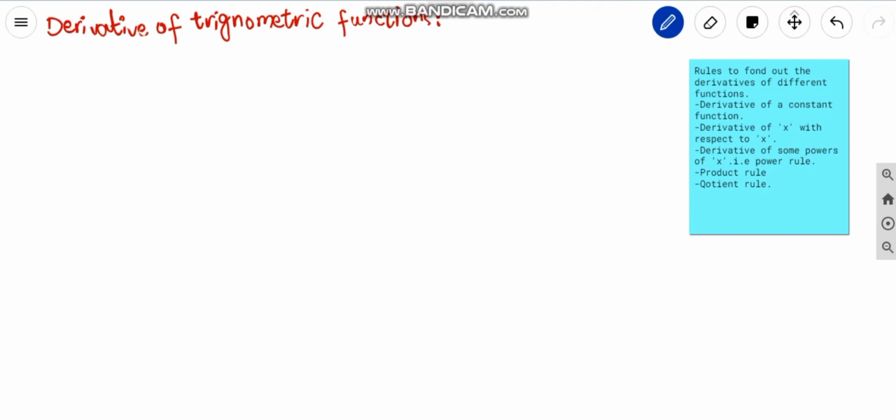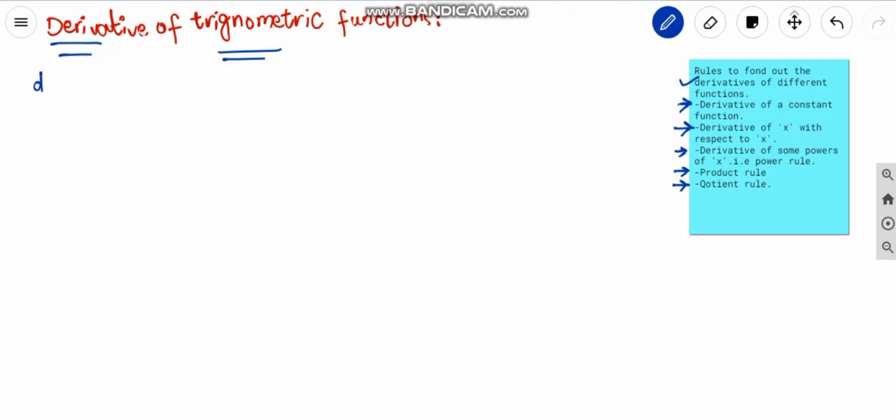As we have already discussed how we can find out the derivative of different functions, such as a constant function, x with respect to x, which will always be 1, and some powers of x. Also we have discussed the product rule and quotient rule. Now we will discuss some formulas to find out the derivative of trigonometric functions. As you know very well what trigonometric functions are.